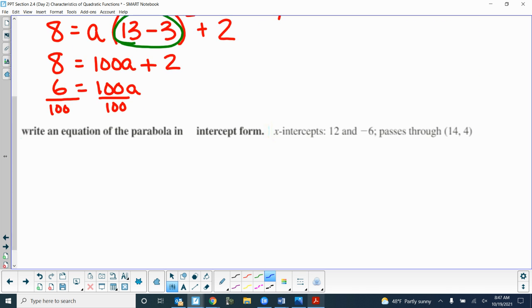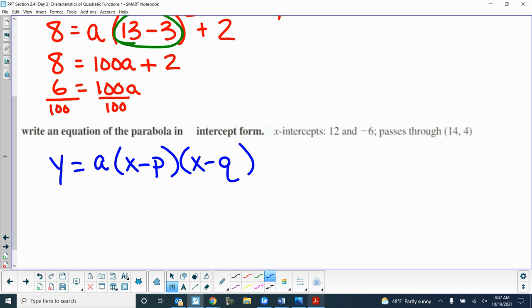We're supposed to use intercept form. That's this one. Y equals A, then X minus P, and X minus Q. All right? The intercepts are the P and the Q. The X and the Y are the point, just like before. Okay? So the intercepts, the P and the Q. The point is still the X and Y, just like the other one.